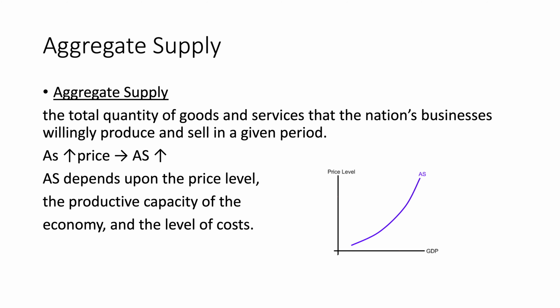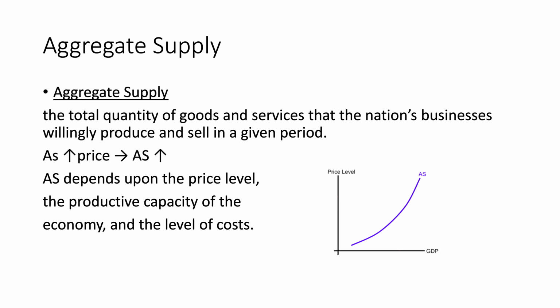From aggregate demand we come to aggregate supply, which shows the overall supply in the economy, or if you want to define it, the total quantity of goods and services that the nation's businesses are willing to produce and sell in a given time period. It is positively associated with the price: if the price increases, aggregate supply increases, or vice versa, and that gives us an upward sloping aggregate supply curve, taking prices on the vertical axis, output or GDP on the horizontal axis.